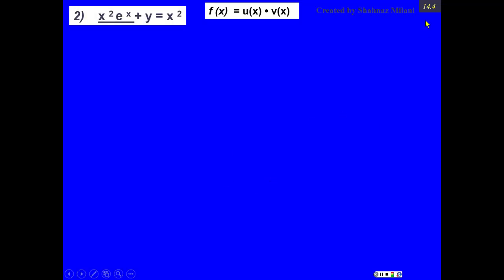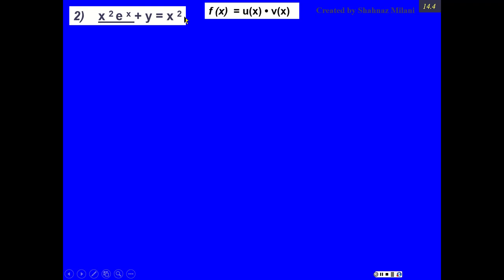This is Milani, Chapter 14, Section 4, Problem number 2. Now, we have to get the derivative, but remember, by looking at this problem, this part, x times exponential function, means I'm dealing with a product rule.